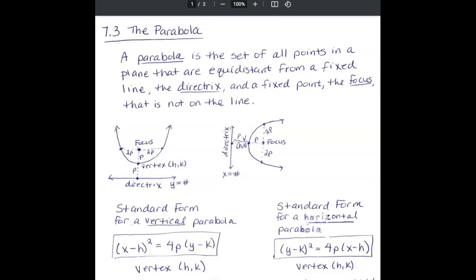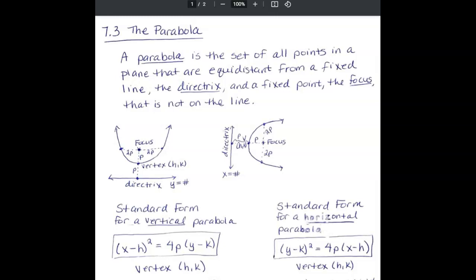This video covers the last section in Chapter 7 on the parabola. We talked about parabolas back in Chapter 3, however, here we're going to look at them from a different perspective. A parabola is the set of all points in a plane that are equidistant from a fixed line, called the directrix, and a fixed point, called the focus, that is not on the line.